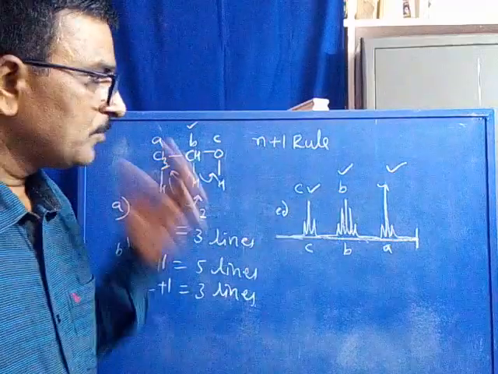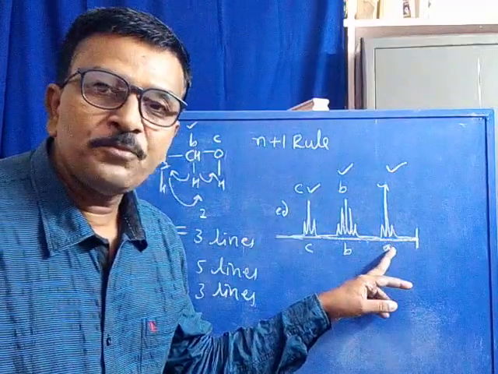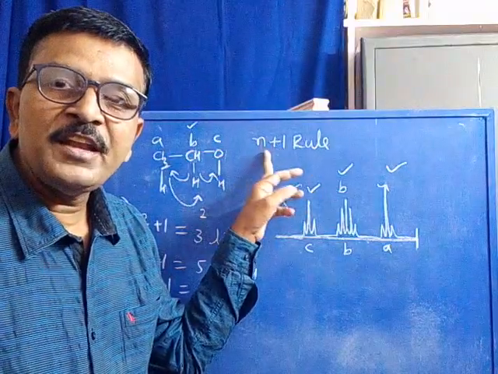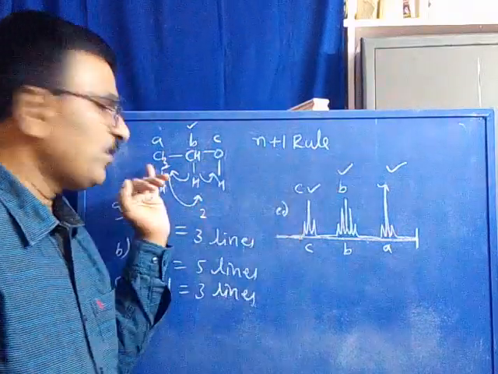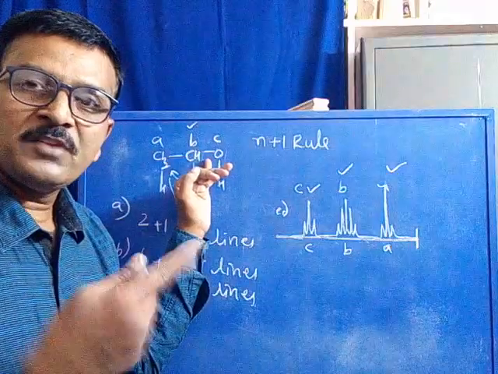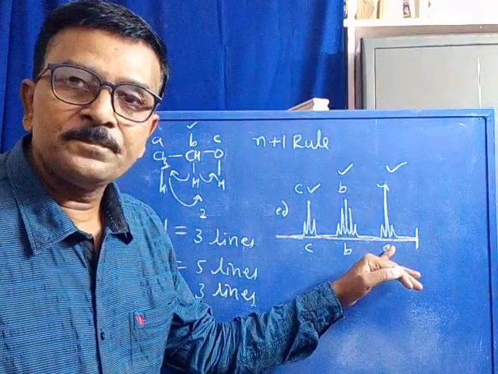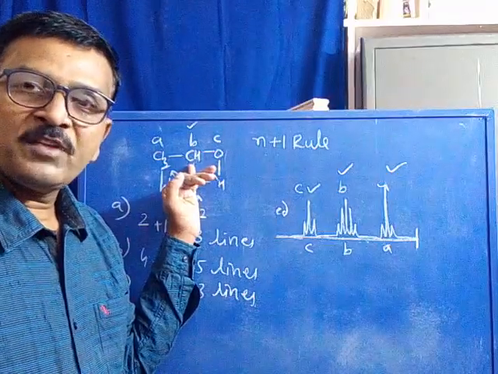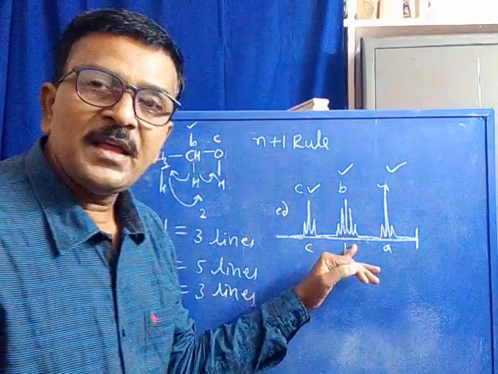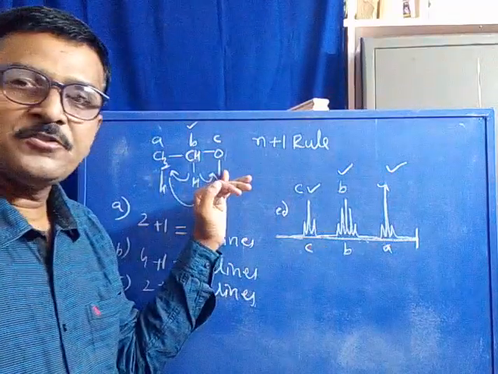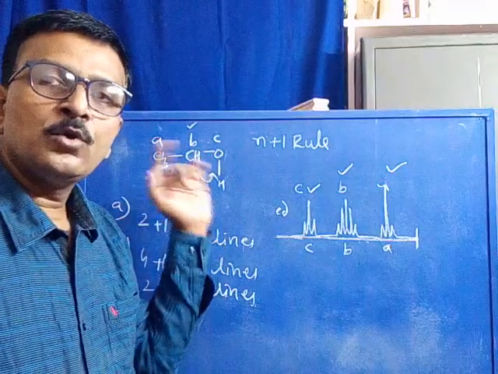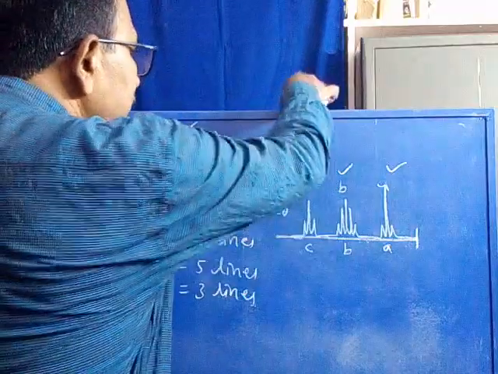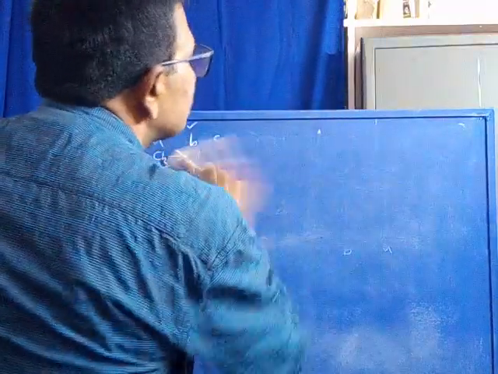Is it clear? So the number of lines for a spin coupled proton signal will be given by the N plus 1 rule, where N is equal to the number of adjacents. For CH3 there are two adjacents. 2 plus 1, its signal is 3 lines. For CH2 there are 4 adjacents. 4 plus 1, 5. So it appears with 5 lines. For the OH proton there are two adjacents. 2 plus 1, it appears as 3 lines. Is it clear? Next.